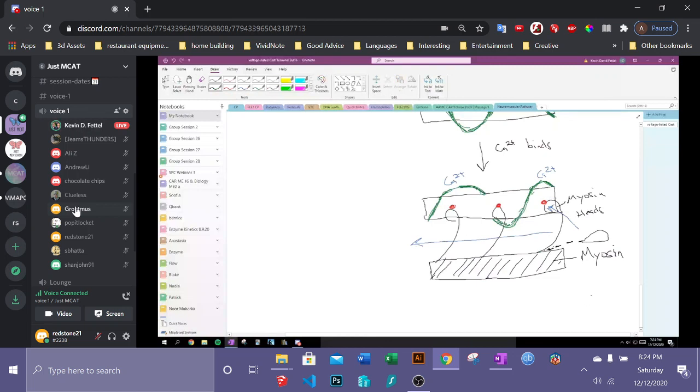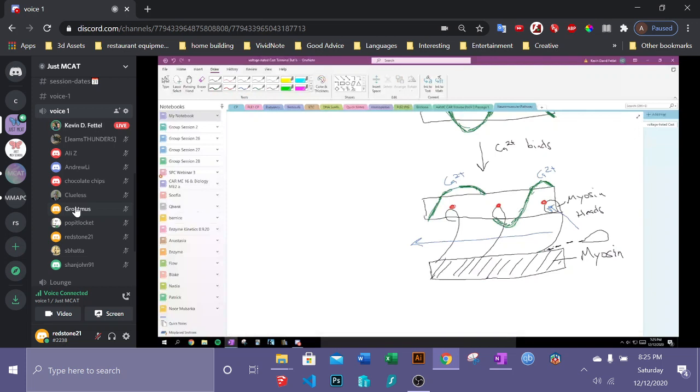Any questions on this so far? Again, we're trying to keep things simple, simple and stupid, KISS, K-I-S-S, and then we add details to it. We want to keep things as simple as possible because guess what? There's a lot of complex ideas on the MCAT. Let's not make this any more complicated than we have to. All right, any questions on this before we move on to the sliding filament model?